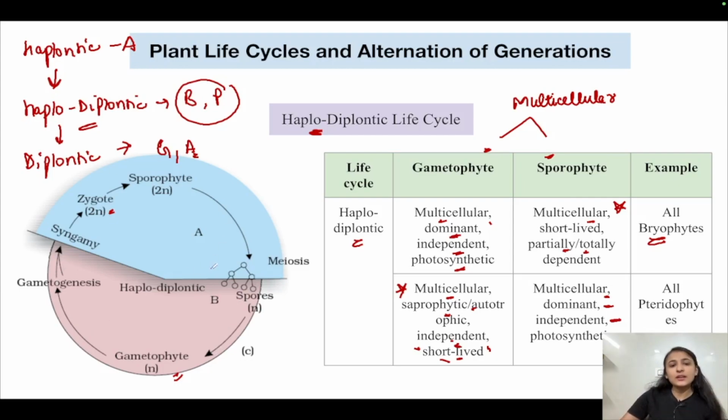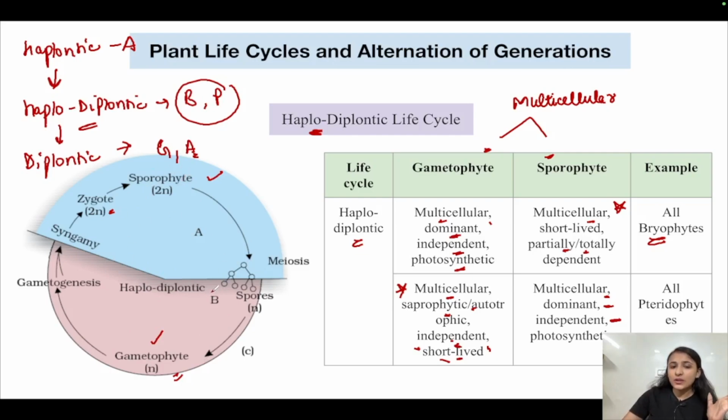So this is how the haplodiplontic life cycle is operating. Here both the sporophyte and gametophytes are multicellular structures, but depending upon whether we are talking about bryophytes or pteridophytes, the duration that they occupy in the life cycle can vary. In bryophytes, the gametophyte occupies the major duration of the life cycle. It is the dominant stage, whereas the sporophyte is the dependent stage.